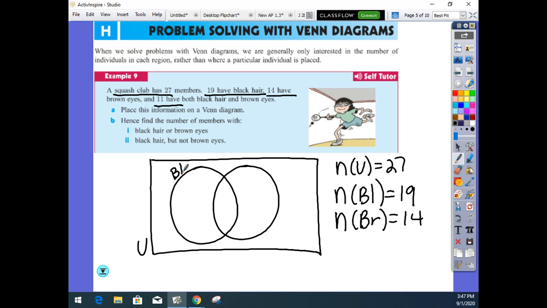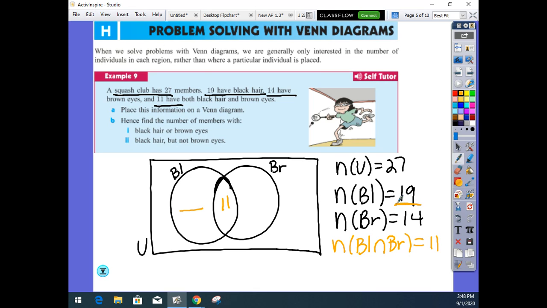This is my black hair. This is my brown. Do you see how both intersects here? So technically I'm going to say my black intersects brown is 11. So my 11 goes in the middle. Now I'm going to go back. This is going to be important to figure out how many is over here.